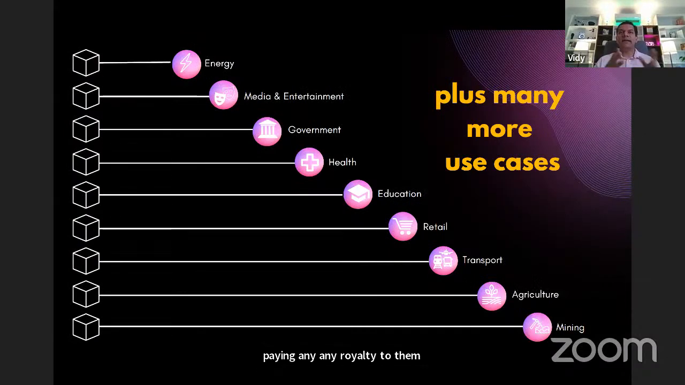So other than the 3 use cases that I showed you here, there are a number of use cases where blockchain can be used, and A2B is there to support these different use cases and get these product and manufacturing companies on board a blockchain. You can see energy is here, media and entertainment, government, health is another very important use case, education, retail, transport, agriculture, mining. So the list is quite exhaustive in terms of where blockchain can be used.